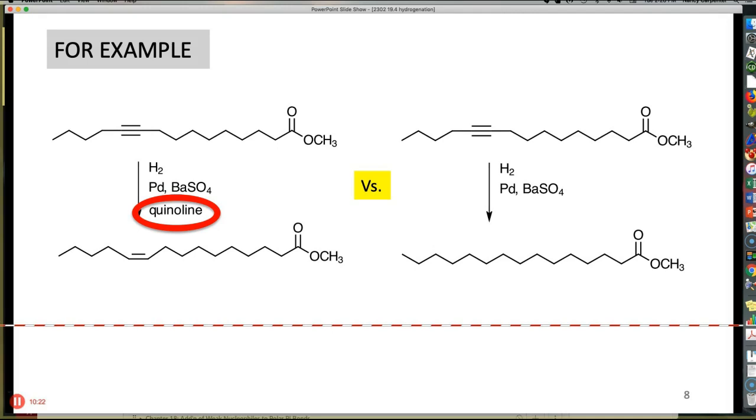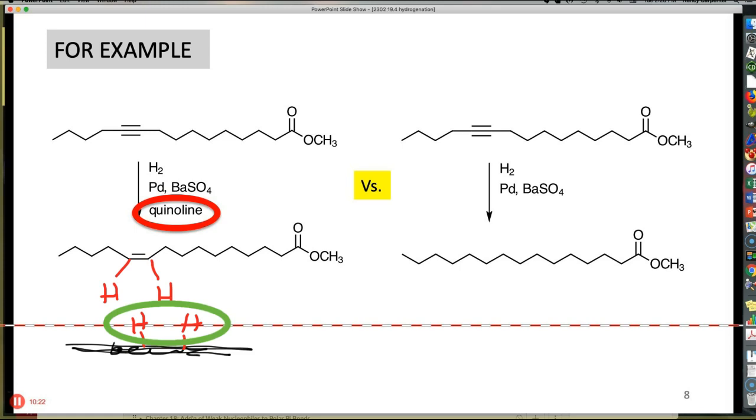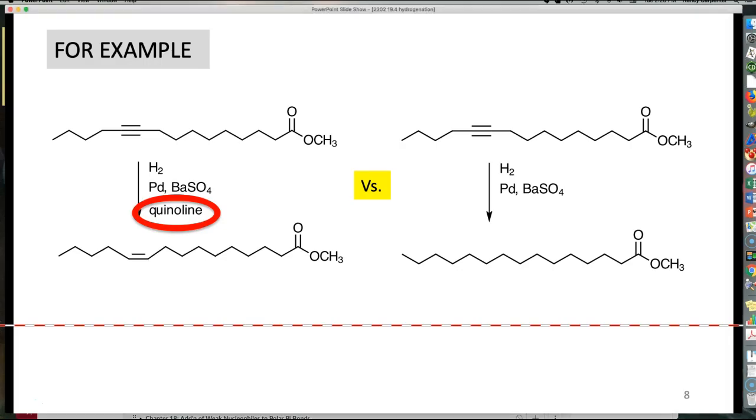And again, note that because of the nature of how this works, and the fact that it's starting from a surface where my two little hydrogens are going to be added from the same side, I get the Z-alkene. So there you go. That's how you hydrogenate alkynes and alkenes.